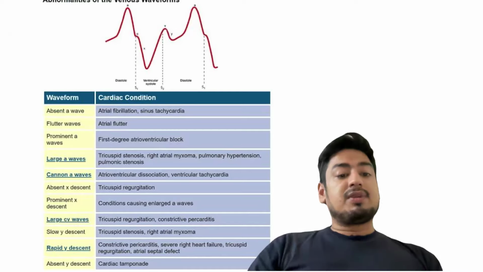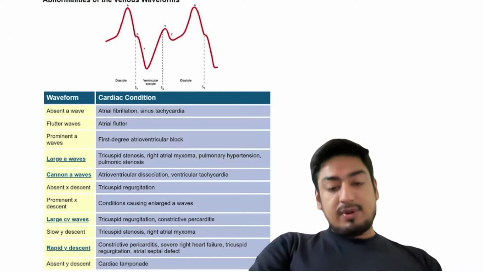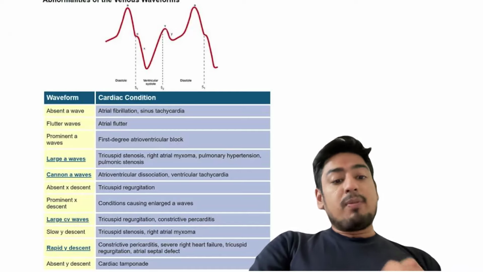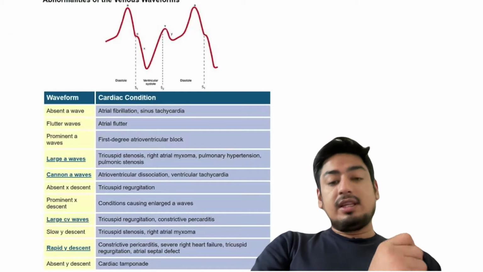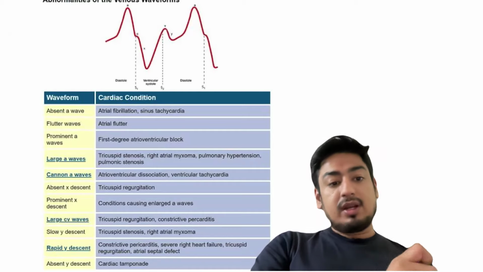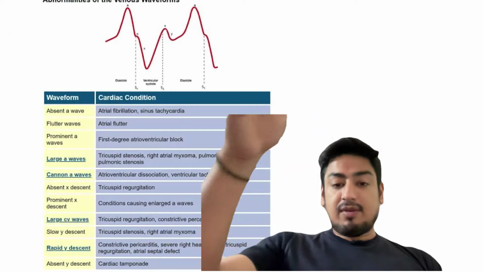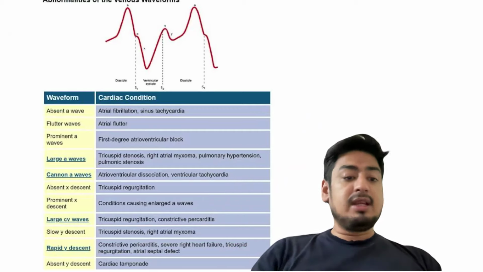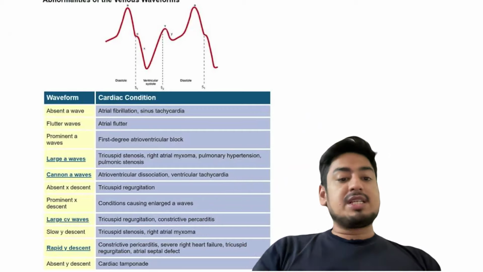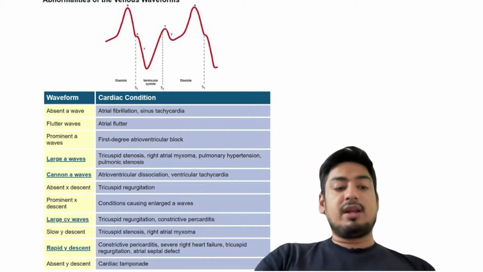Then there would be absent X descent in tricuspid regurgitation. Prominent X descent is seen in cardiac tamponade, and in any condition which causes an enlarged A wave. Okay, because the A wave is followed by an X descent, so in any condition in which there is a large A wave, there has to be a prominent X descent.